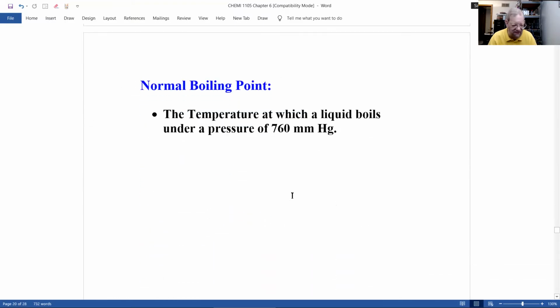Now, normal boiling point, and I'll never ask you this, that's the temperature a liquid boils at 760 millimeters of mercury, 760 torr, 1 atmosphere, sea level.